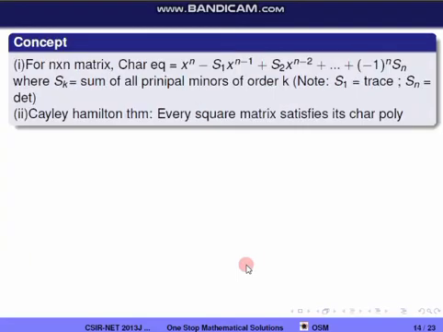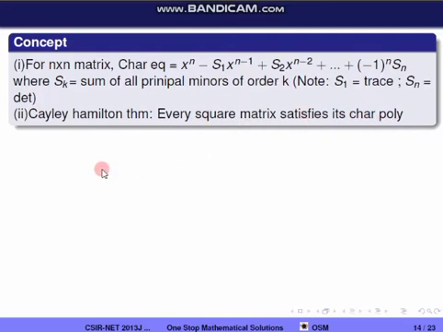So first of all, we'll look into the concepts used in the question. We know for an n by n matrix, the characteristic equation is x^n - s1 x^(n-1) + s2 x^(n-2) + etc. + (-1)^n sn, where sk is the sum of all principal minors of order k. Essentially, s1 is equal to the trace of the matrix, and sn is the determinant of the matrix. And the Cayley-Hamilton theorem states that every square matrix satisfies its characteristic polynomial.